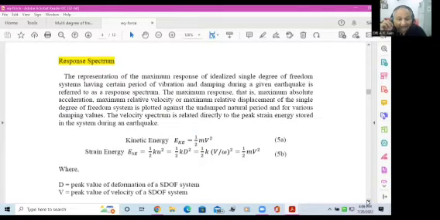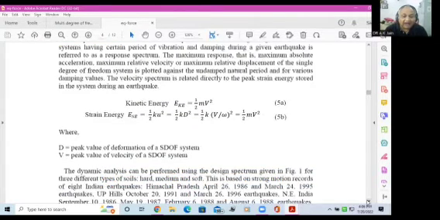The velocity spectrum is related directly to the peak strain energy stored in the system during an earthquake. This is a very important parameter. The velocity spectrum is related directly to the peak strain energy stored in the system during the earthquake. So kinetic energy KE is given by half mv squared. We all know from the basic principles of physics, half mv squared, v is the velocity, m is the mass. Strain energy is, we know very well again, half ku squared. K is the stiffness, u is the displacement.